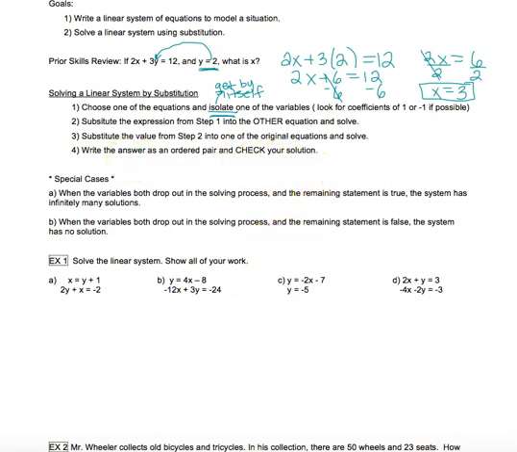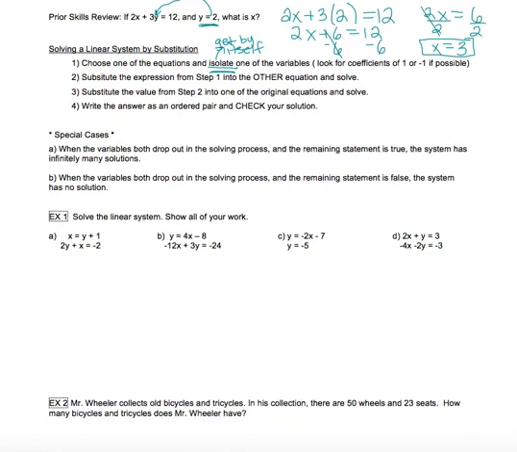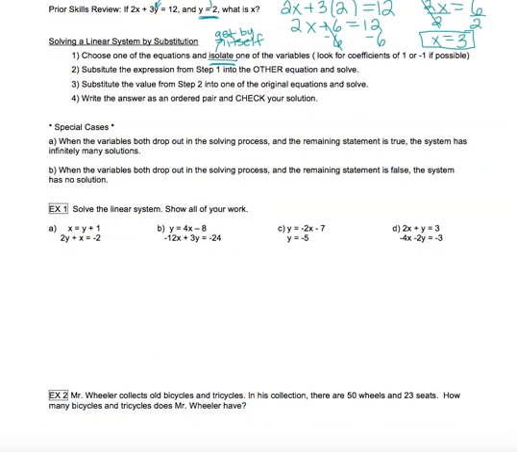So remember, we talked about when we did the graphing method that if you take your ordered pair and you plug the x and the y in, you should get a true statement in both of your equations if you've done it correctly. We do have special cases still, as I talked about at the beginning, so we will still end up with some systems that have infinitely many solutions or no solution.